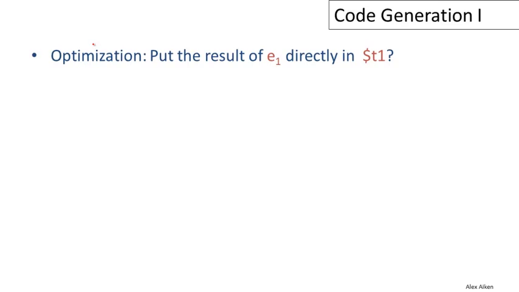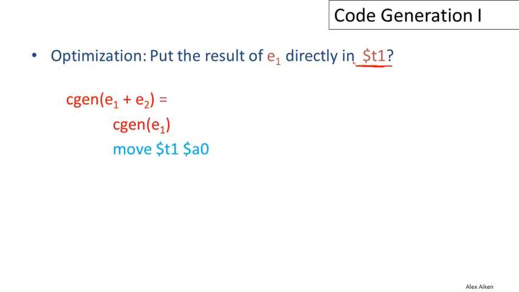So let's think about a possible optimization to this code. Instead of pushing the result of E1 on the stack, what if we stored the result of E1 in a temporary register T1? What would the code for that look like? Well, in that world, to generate code for E1 plus E2, we'd generate code for E1, and that would be followed now by, instead of pushing the result on the stack, taking the result of E1, which of course is in the accumulator A0, and storing it in a temporary register. And then we would generate code for E2.